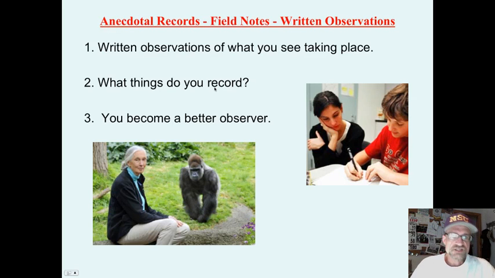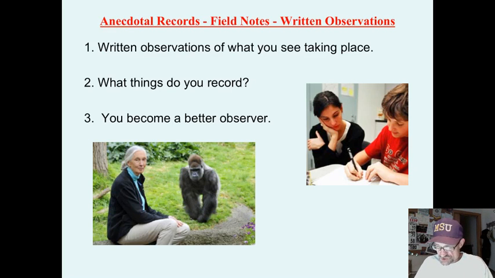Anecdotal records, it's a written observation of what you see taking place, kind of like Jane Goodall observing gorillas. That's what you are doing. You're simply observing your students and recording. Now, students say, what do you record? What do I record? Start observing and recording, and you get a sense of those things that you should record. For instance, simply take a sheet of paper and say, well, I'm going to observe 3 students during literacy, observe their literacy behavior. And the process of observing and recording makes you a better observer.